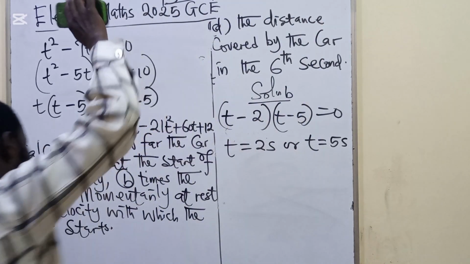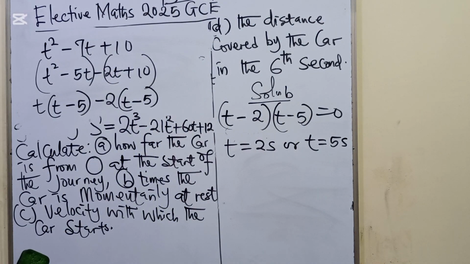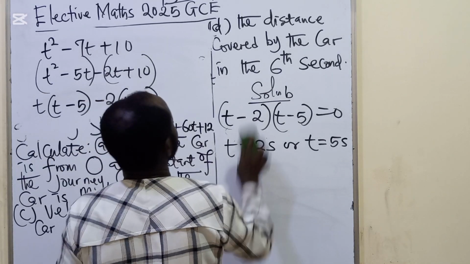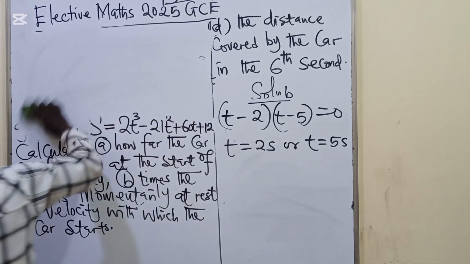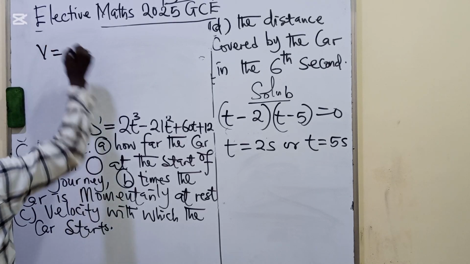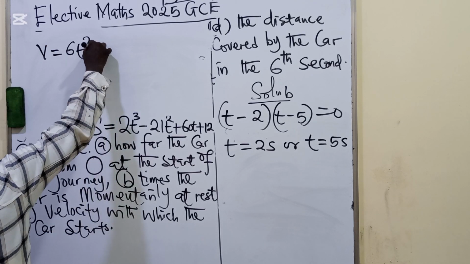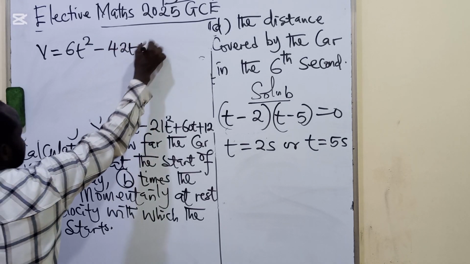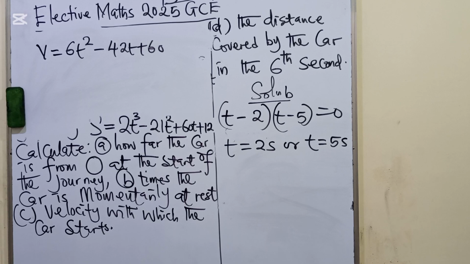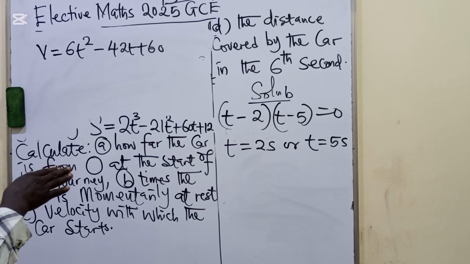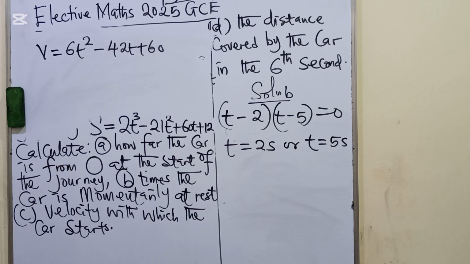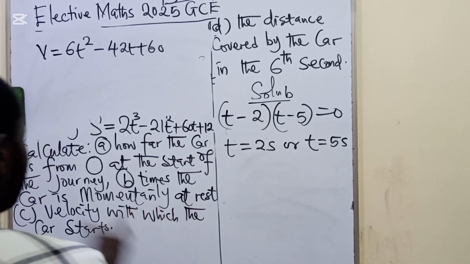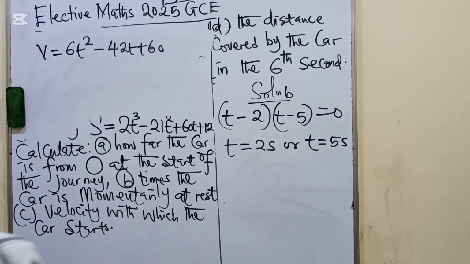Let's look at it. To find the velocity which the car starts with, we know our v. When we differentiate s, v was 6t squared minus 42t plus 60. This is our velocity. Mind you, the time when the car is momentarily at rest, we know the time, but we're looking for the velocity with which the car starts. To find the velocity which the car starts with, we have to substitute when t is 2 and when t is 5.